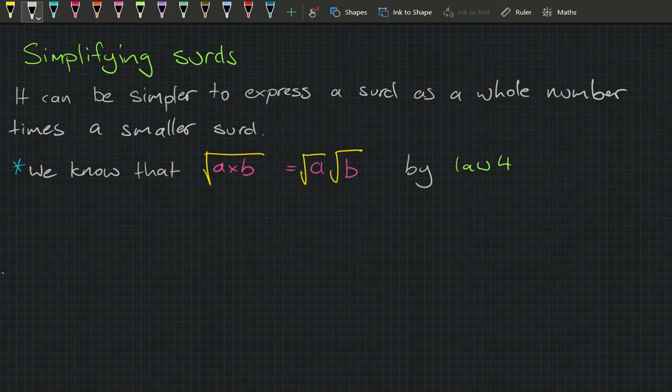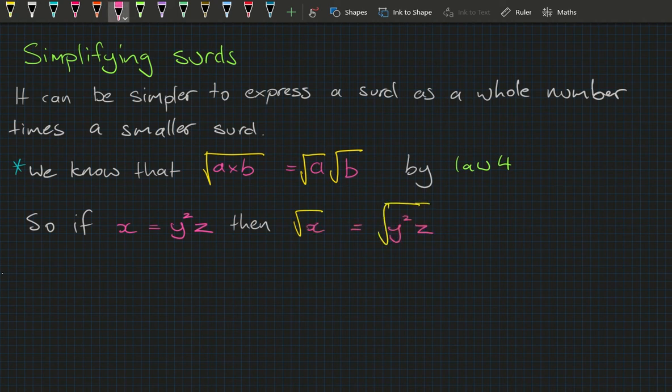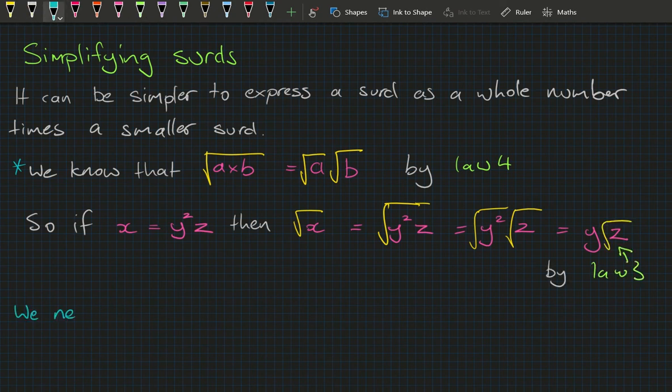If a number had a perfect square as a factor, so let's say x is equal to y squared times z, then the square root of x is equal to the square root of y squared times z. And using law 4, we know that's equal to the square root of y squared times the square root of z, which is equal to y times the square root of z because of law 3. So when we're simplifying, we need to find a perfect square factor.